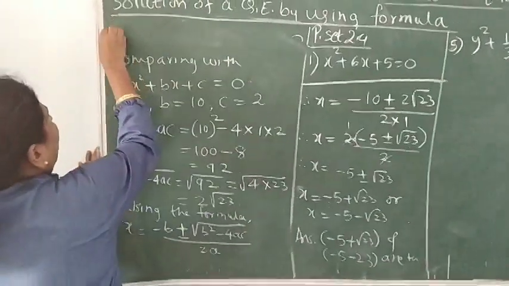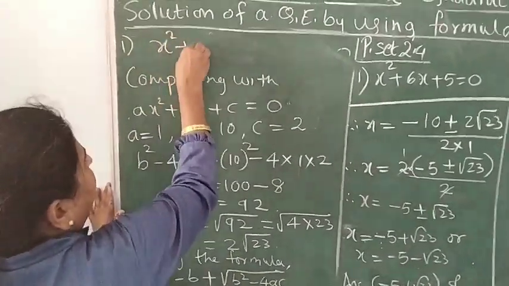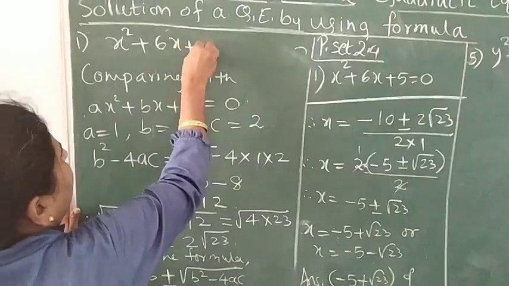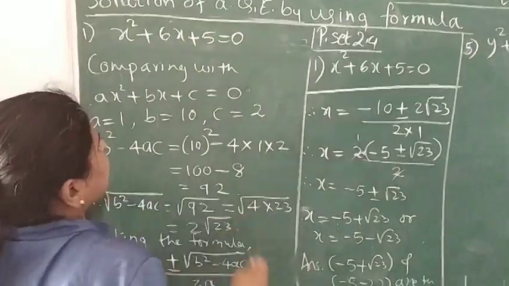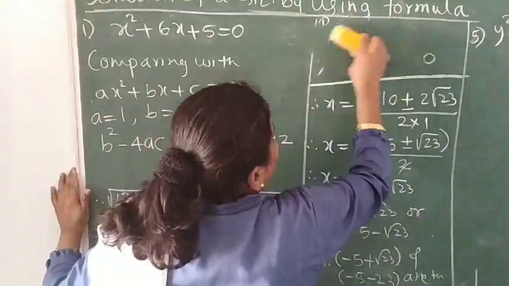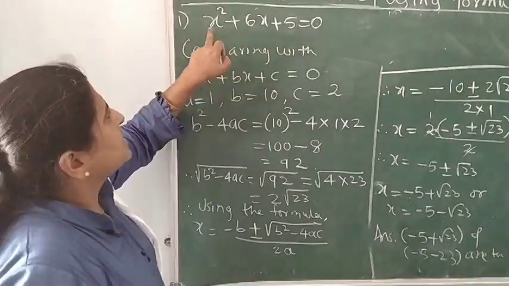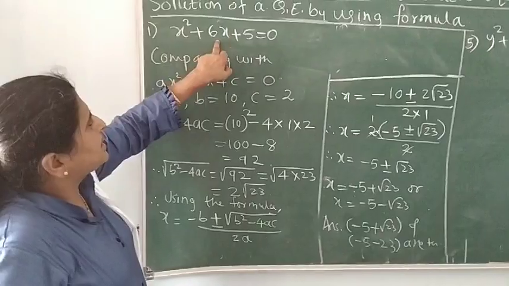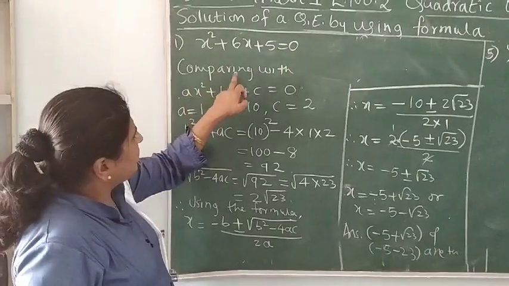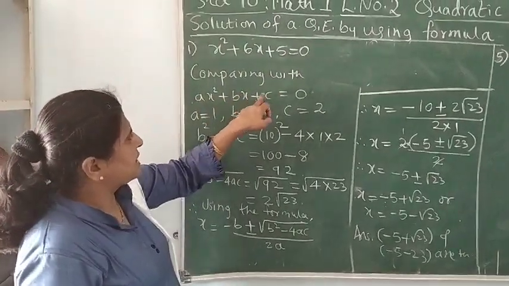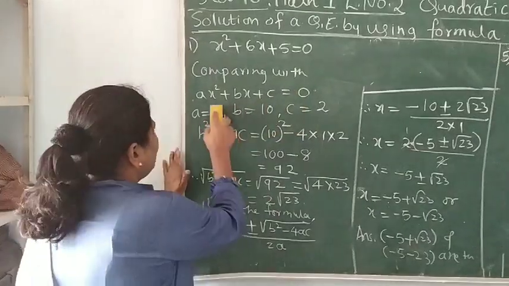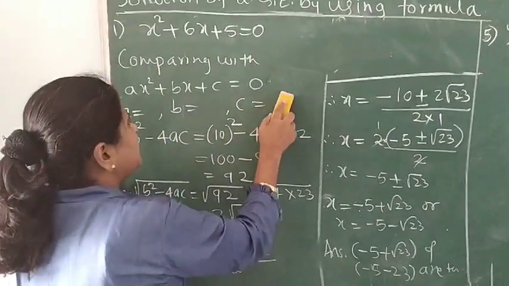Practice set 2.4, question number 1. X square plus 6x plus 5 is equal to 0. Now we can see that even this question, the given quadratic equation, is in the form of ax square plus bx plus c. So while writing this, comparing with ax square plus bx plus c is equal to 0, the values of a, b, c I will write here.